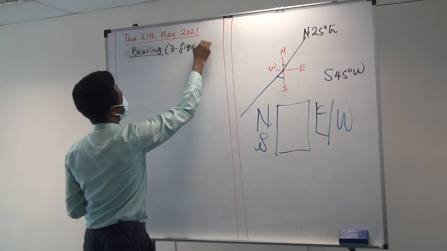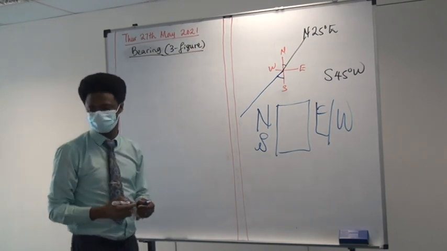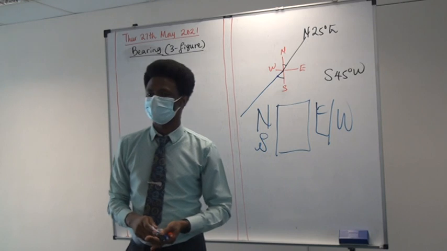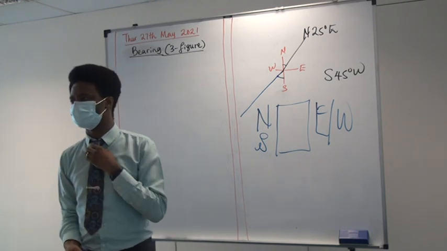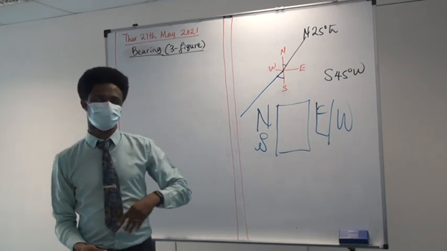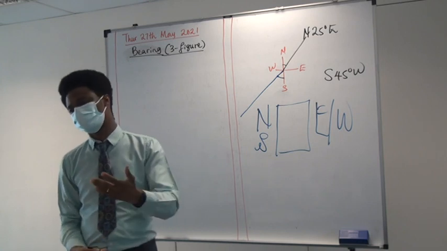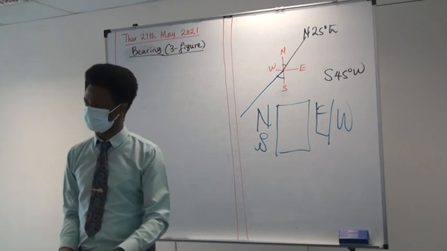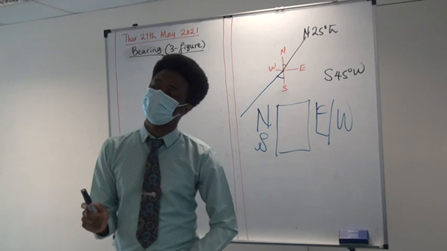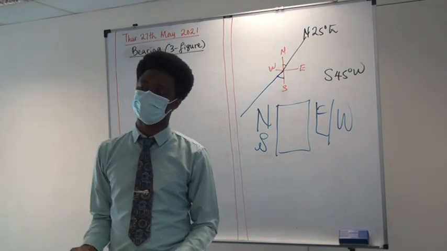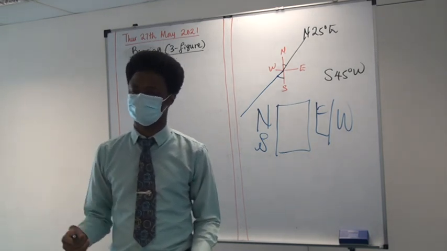I think in your material, they call it true figure bearing. I don't know why they call it that, but when I was learning, we call it three-figure bearing. But of course, they mention in your textbook that it usually consists of 3 digits. Which means if the bearing is 25, you don't say 25, you say 025.